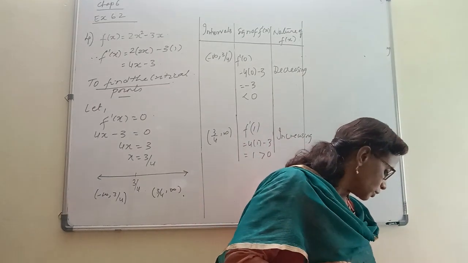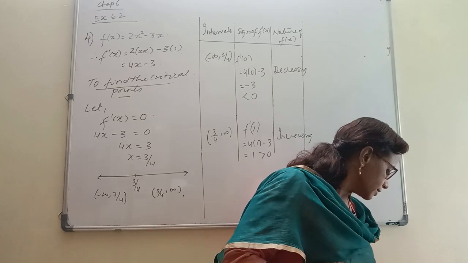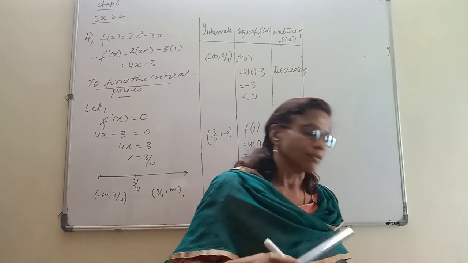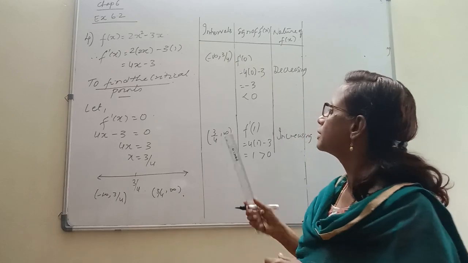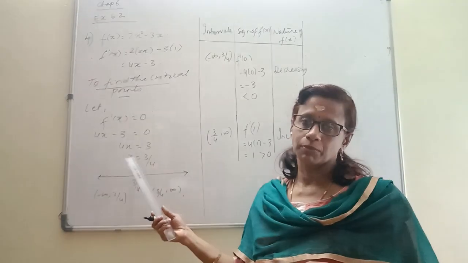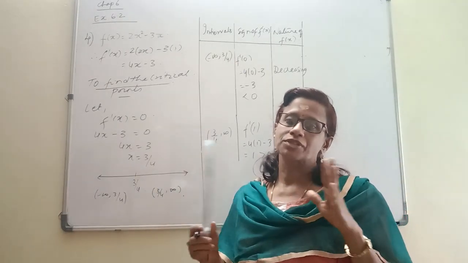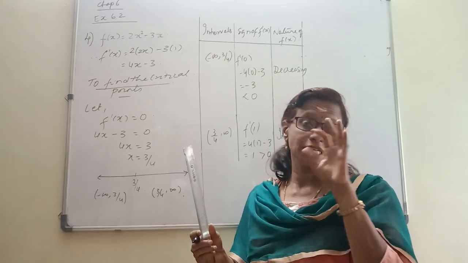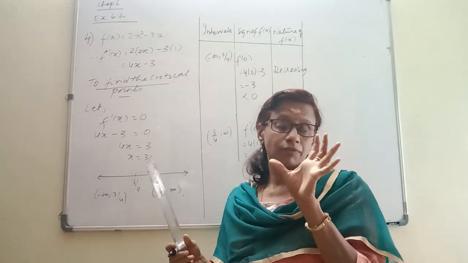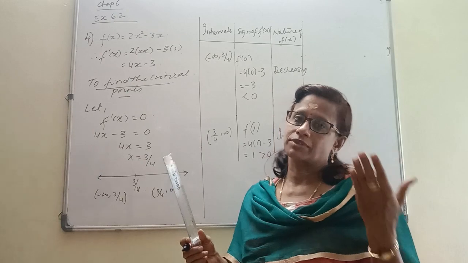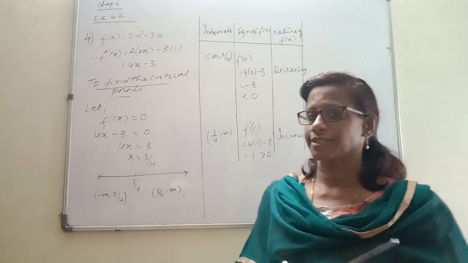I hope that's clear. What we did is we broke up the intervals with the help of the critical point, and on both the intervals we checked the value of f dash at a point, and from there we decided whether it is increasing or decreasing.